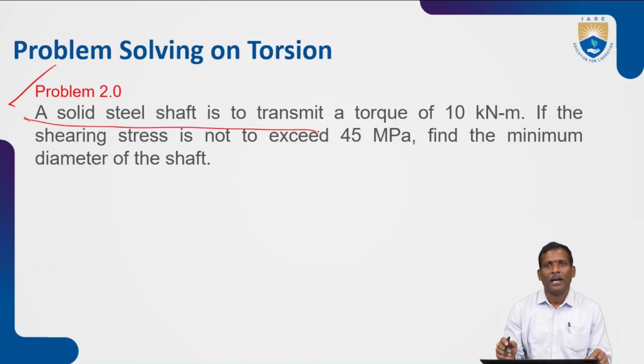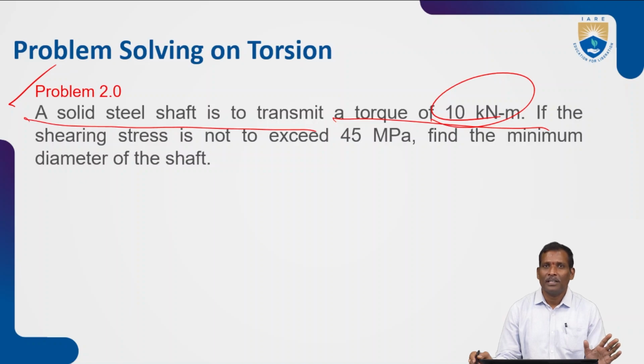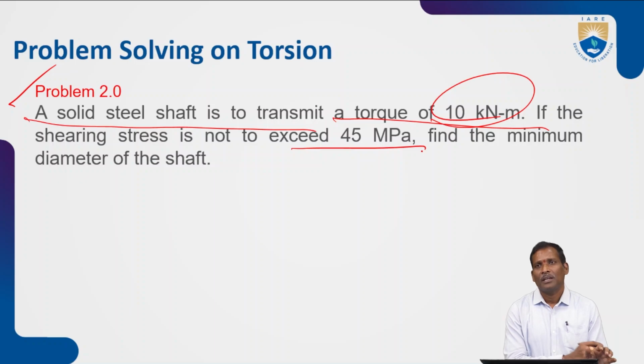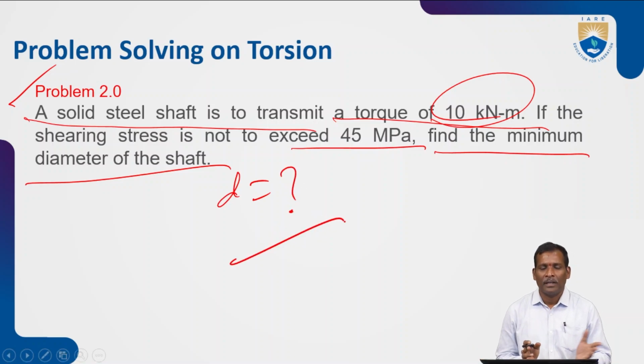Next, second problem. A solid steel shaft is to transmit a torque of 10 kilonewton meter. Here the torque is given, whereas in the previous problem it was not given but the shear stress was available. But here, the shearing stress is not to exceed 45 megapascal. Here also the shear stress is given, but what is asked is to find the minimum diameter of the shaft. In the previous problem, the diameter was already given and we did not know the torque.